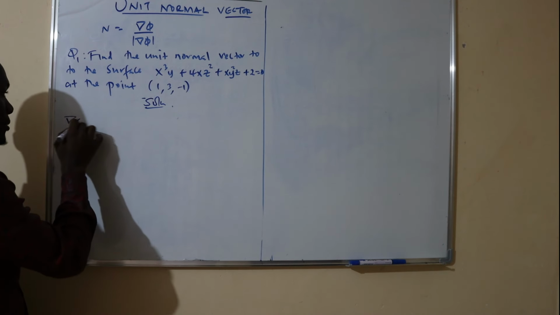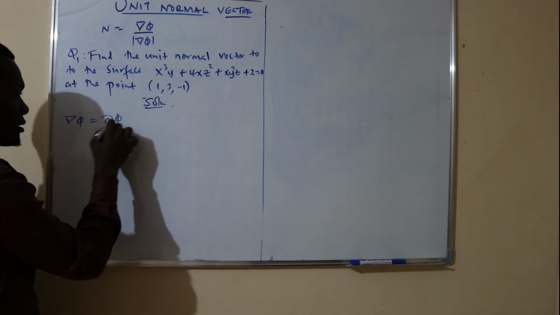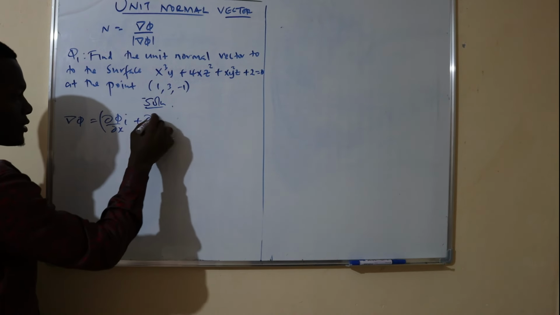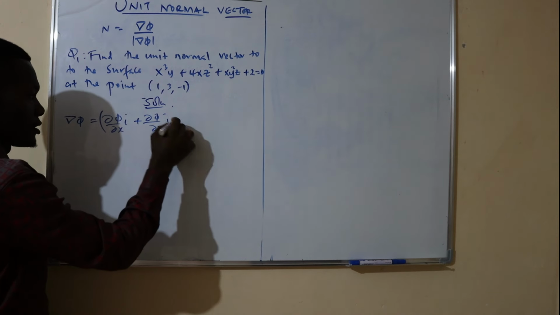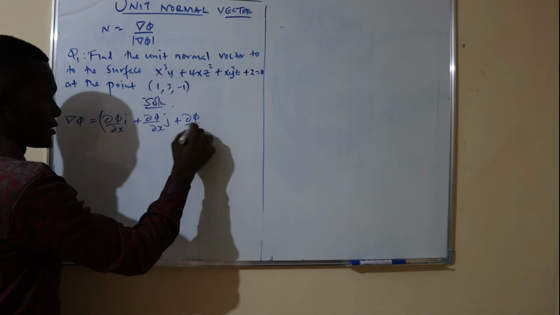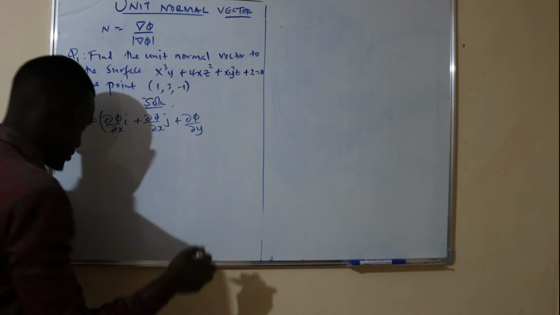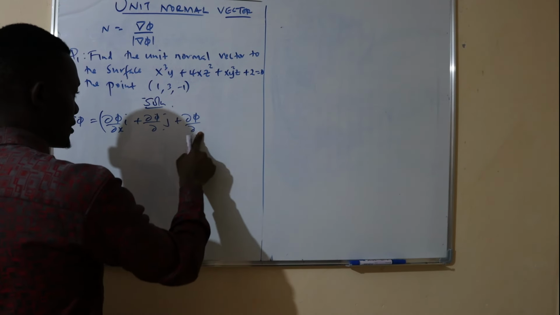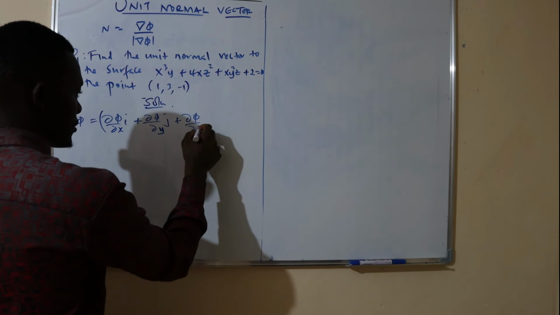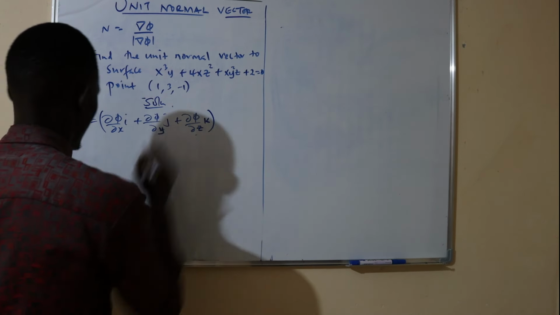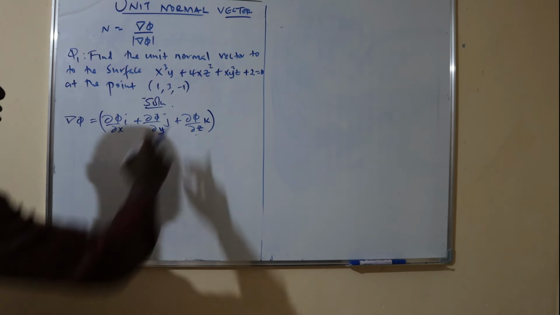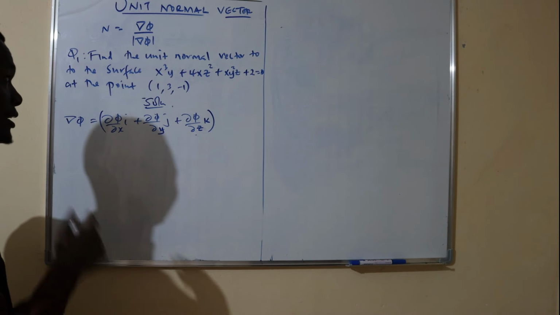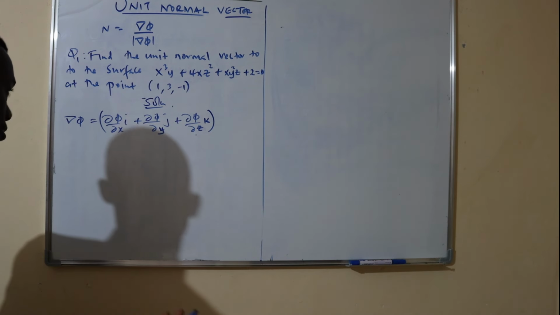So the grad will be given by, I'll just write the formula: d phi dx i plus d phi dy j plus d phi dz k. So what you're saying is you have the function, differentiate the function with respect to x, with respect to y and with respect to z, then inputting i, j and k in all the cases.